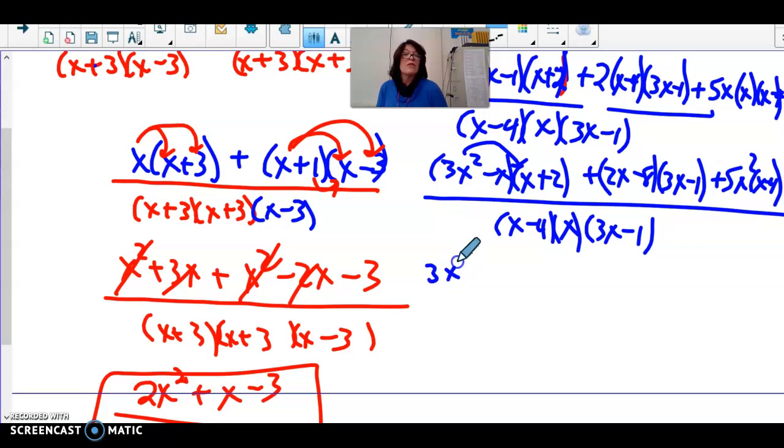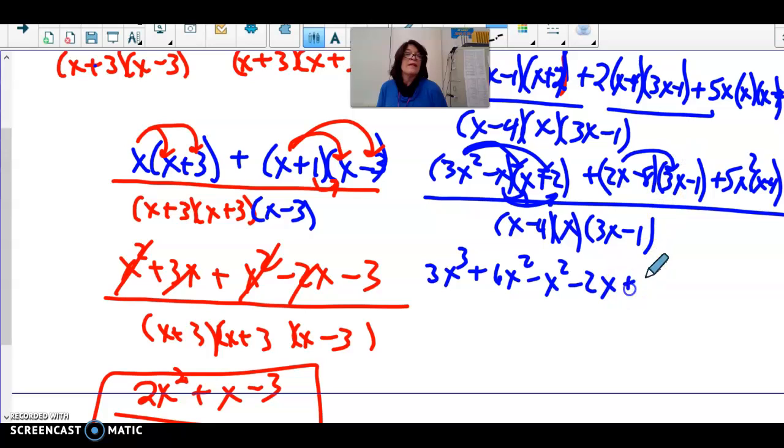This will give me 3x to the 3rd power, plus 3 times 2 is 6x squared. And now I move to the negative x. I have minus x squared and minus 2x. Foil here, I have a 6x squared, minus 2x, minus 24x, that's minus 26x's, and then plus 8. When I take 5x squared through, I get a 5x to the 3rd minus 20x squared.